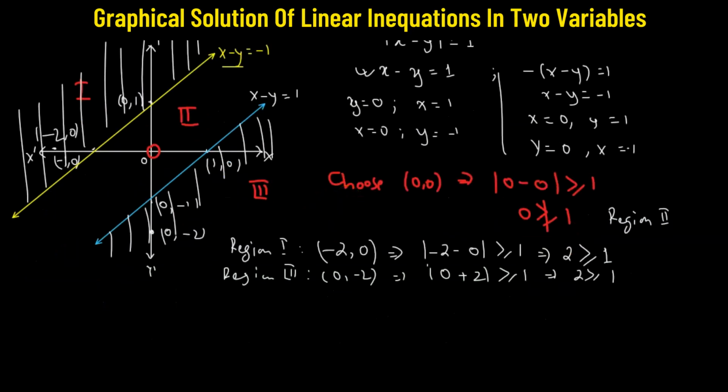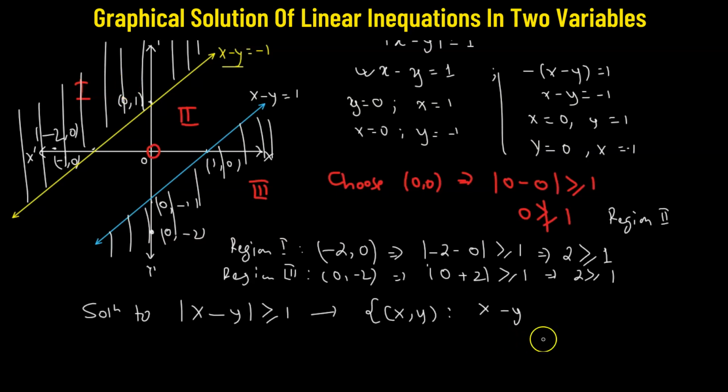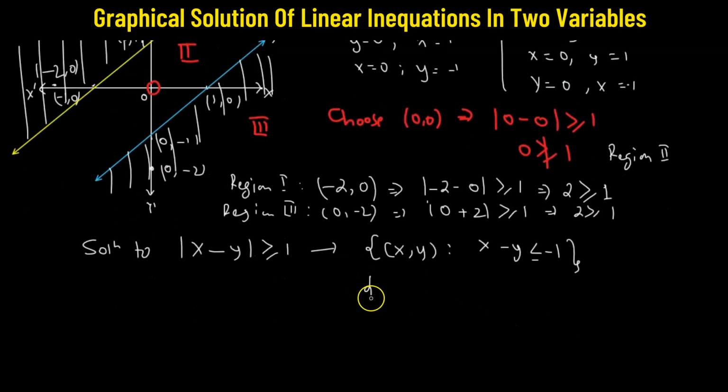So that means we'll finally say that the solution to the linear inequality absolute value of x minus y greater than or equals to 1 has two parts. One of the solutions will be all the ordered pairs x comma y such that x minus y, since it is lying above the line, is less than or equals to negative 1. This is one solution, and the other one will be all the ordered pairs x comma y such that, considering the second equation, x minus y is greater than or equals to 1. So this is the solution set.